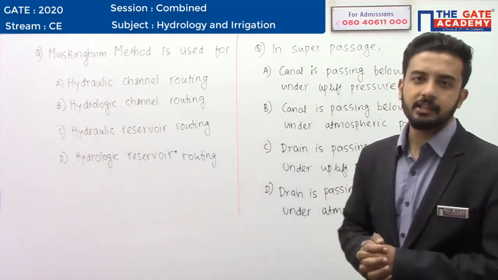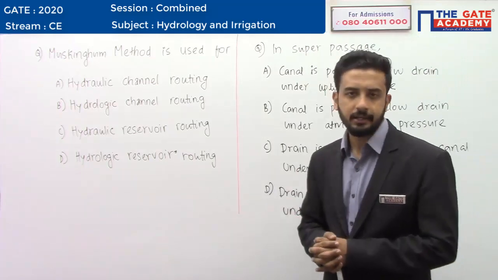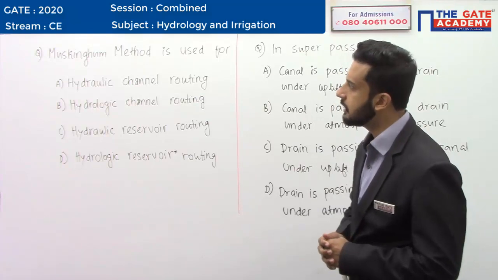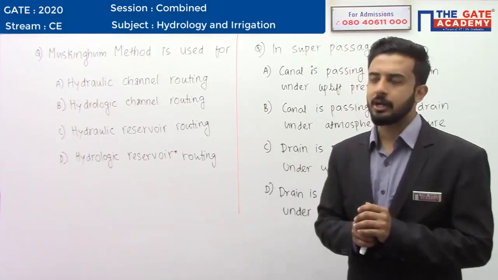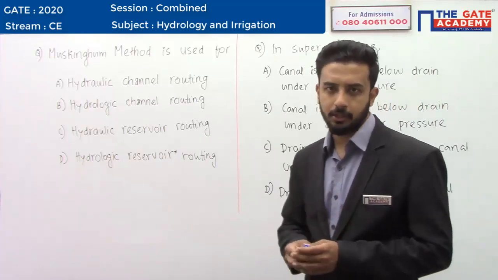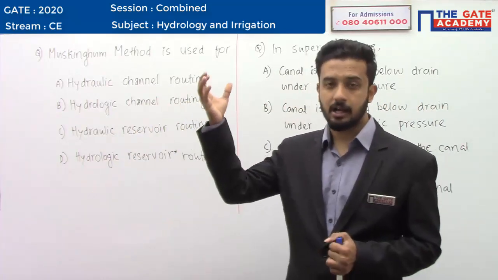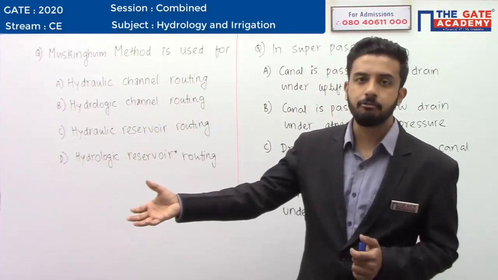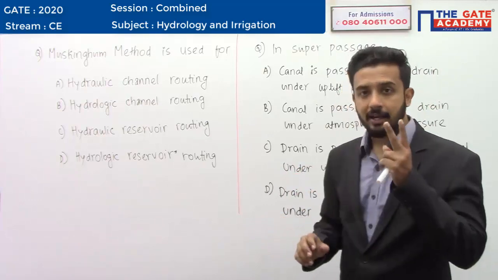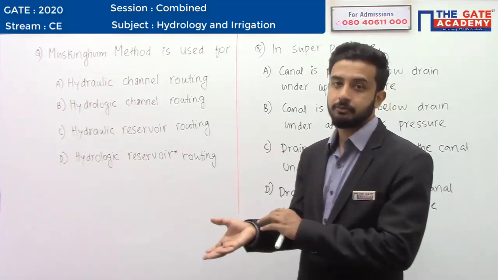One was regarding the Muskingum method, right? Muskingum method belongs to the flood routing concept in our miscellaneous chapter. In our classes also, I have told this Muskingum method is somewhat important out of the flood routing methods, right? So we know what flood routing is: from the upstream flood hydrograph, we are going to generate the downstream flood hydrograph, right?